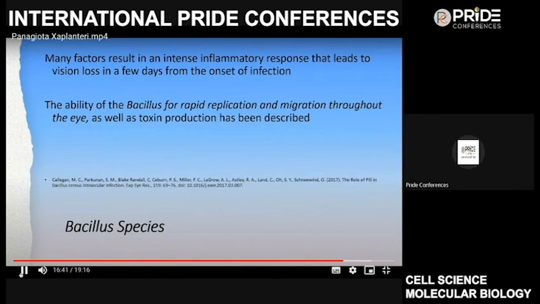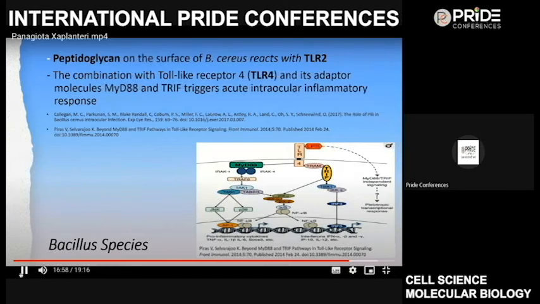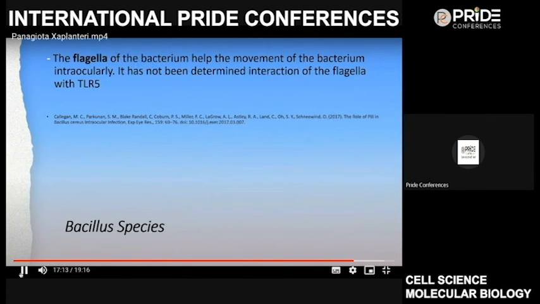Many factors result in an intense inflammatory response that leads to vision loss within a few days from the onset of infection. The ability of the bacillus for rapid replication and migration throughout the eye, as well as toxin production, has been described. The S-layer of the bacillus reacts with toll-like receptor 2. The combination of toll-like receptor 4 and its adaptor molecules triggers an intraocular inflammatory response. The function of the flagella will help the bacterium move intraocularly. The action of the flagellin with toll-like receptor 5 has not been determined.